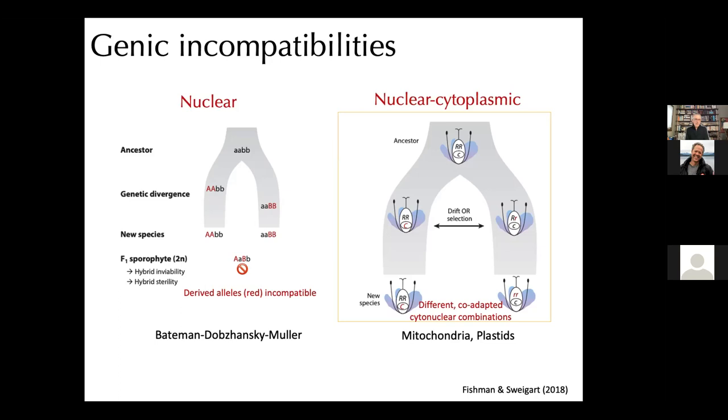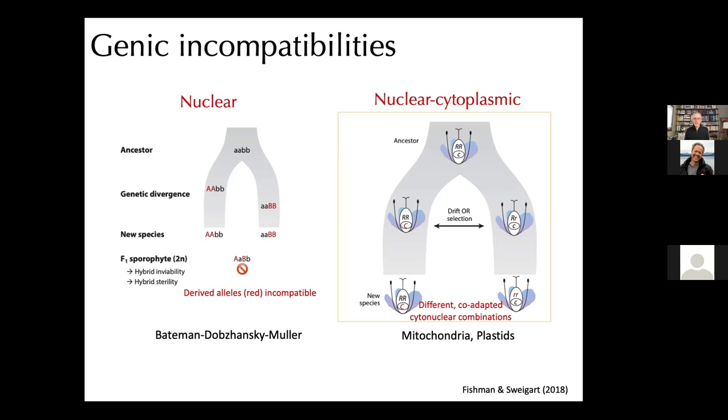Another possibility, and this is also gaining much more recognition now, is something called nuclear cytoplasmic or cytonuclear incompatibility. This has to do with the necessary crosstalk between organellar genes, that is mitochondrial genes or plastid genes, and nuclear genes. Ever since these organisms were incorporated in eukaryotes, they've been trading genes back and forth, mostly from the mitochondria to the nucleus or from the plastid to the nucleus.